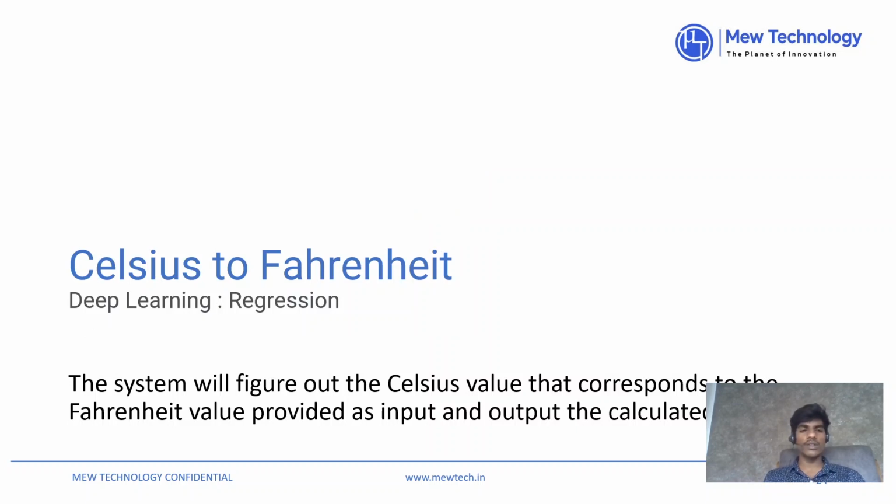Okay, we already know what this Celsius to Fahrenheit is. In deep learning, this is a regression problem. Most of the time, when I predict some numbers, some values, it's basically a regression problem.